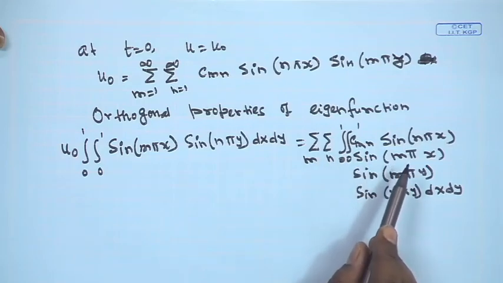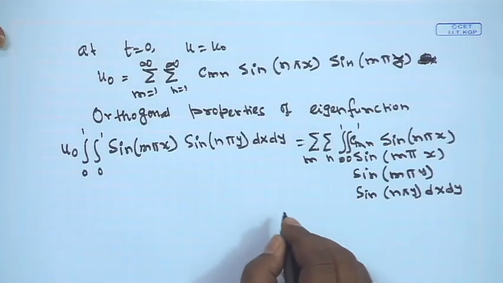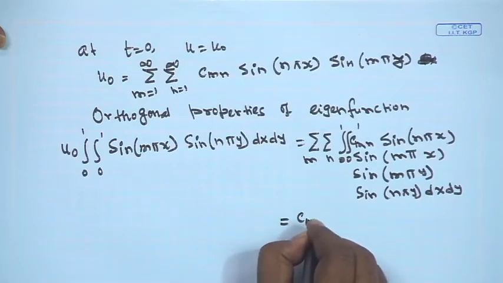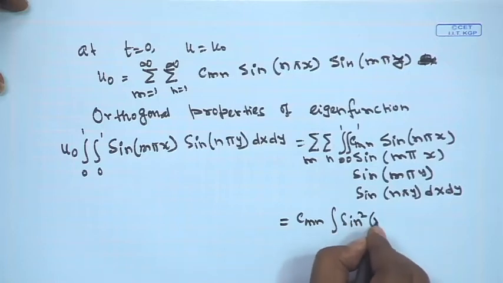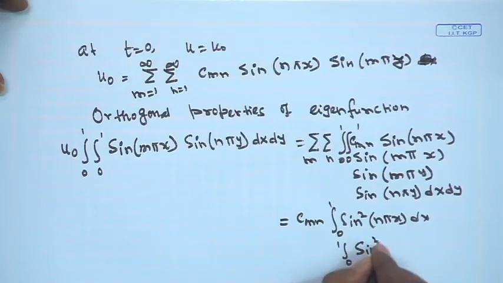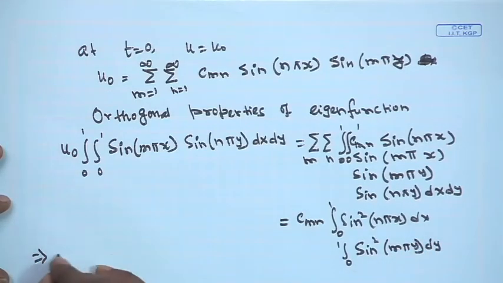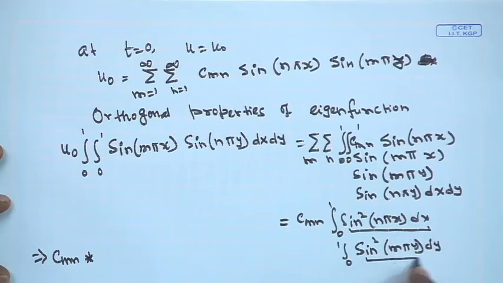Now, if we utilize the orthogonal property of the eigenfunctions and open up the summation series, only one term will exist, that will be when m is equal to n in both the cases, because we know that the eigenfunctions are orthogonal functions. So, integral of sin n pi x sin m pi x dx will be equal to 0 for m not equal to n. When they will be equal, only that term will survive. So, we will be having C m n integral sin square n pi x dx 0 to 1 multiplied by 0 to 1 sin square m pi y dy. So, we can have C m n multiplied by this integral, as we have seen earlier, this will be equal to half, this will be again half.